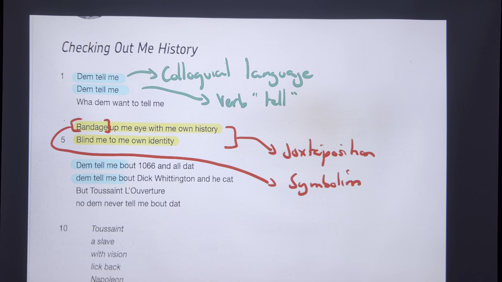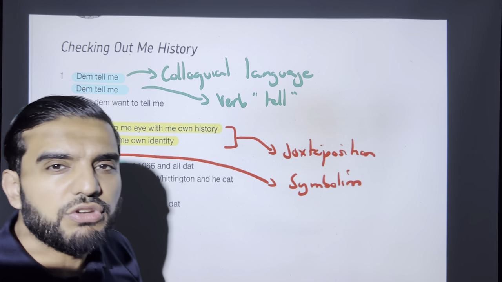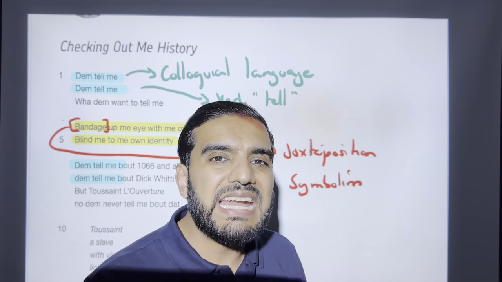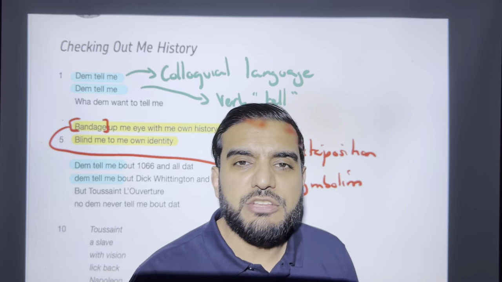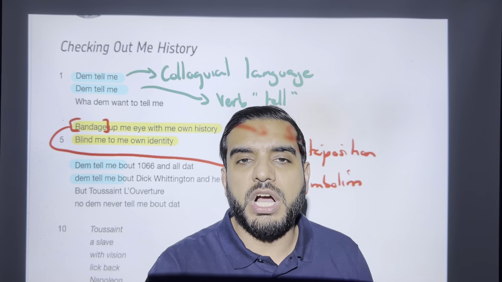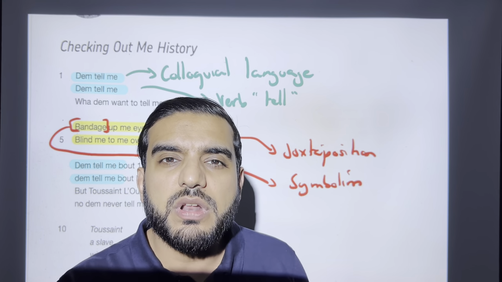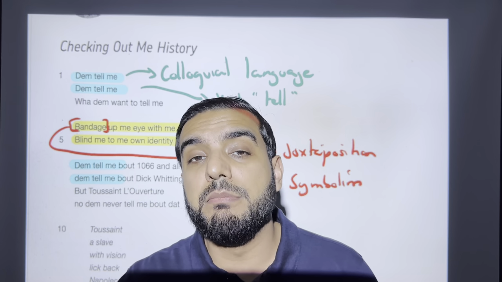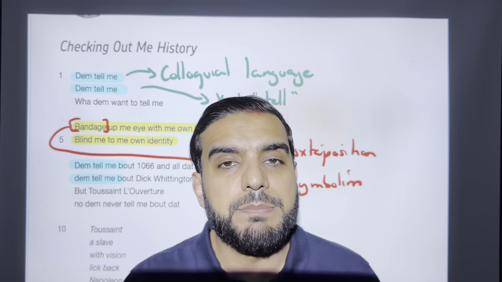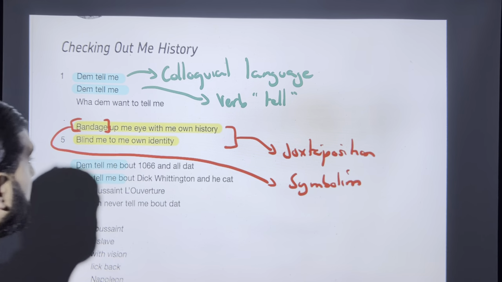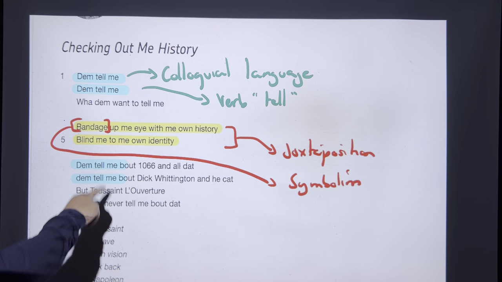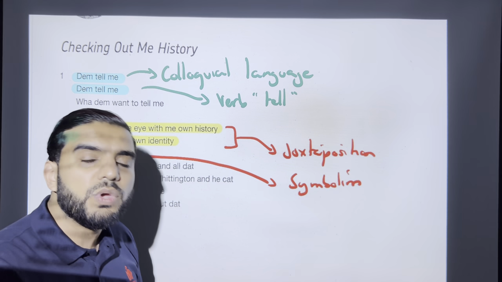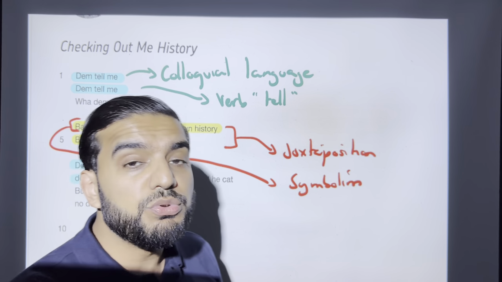Then, guys, "bandage up me eye with me own history." When do you normally put a bandage over something? You put a bandage over them to cover the wounds, to cover the scars. They want to hide their crimes. They want to hide the crimes that they've committed against this man's people. They want to hide what they've done. And they also want to blind him to who he is and where he's from. And this is to gain power.